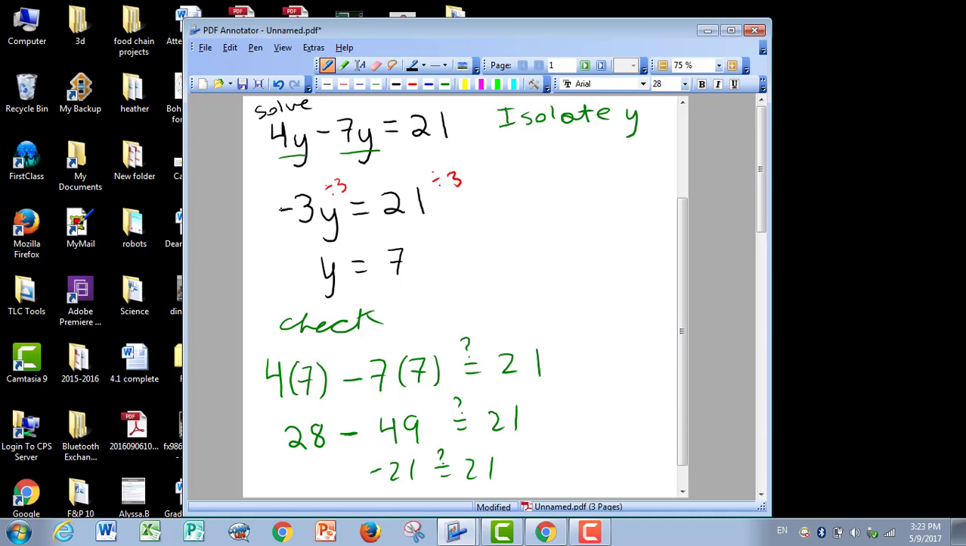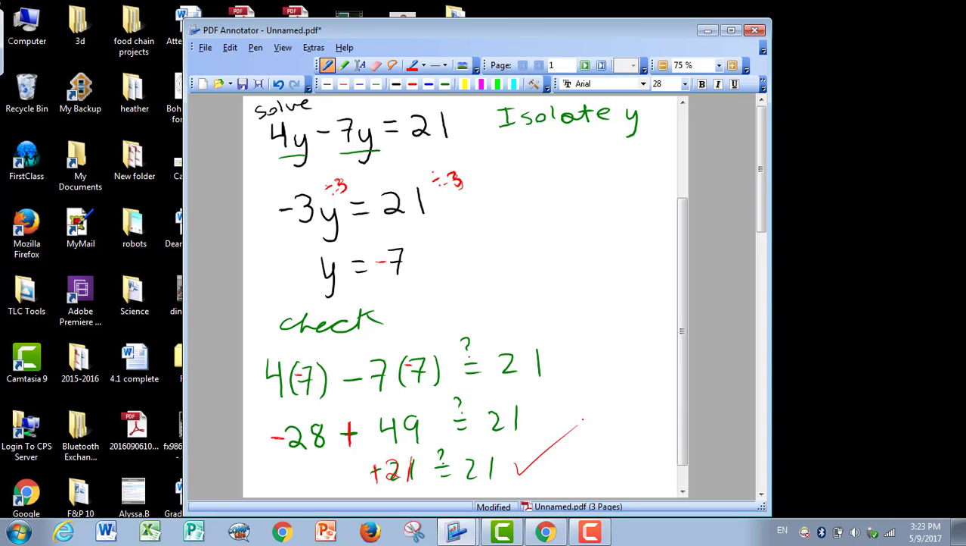So now I'm dividing both sides by negative 3. I'm still doing that step, but it has to be divided by negative 3. And 21 divided by negative 3 is negative 7. So if I put in negative 7s, the first one becomes negative 28, and the second one becomes positive 49. So then we end up getting positive 21. And that does equal positive 21.